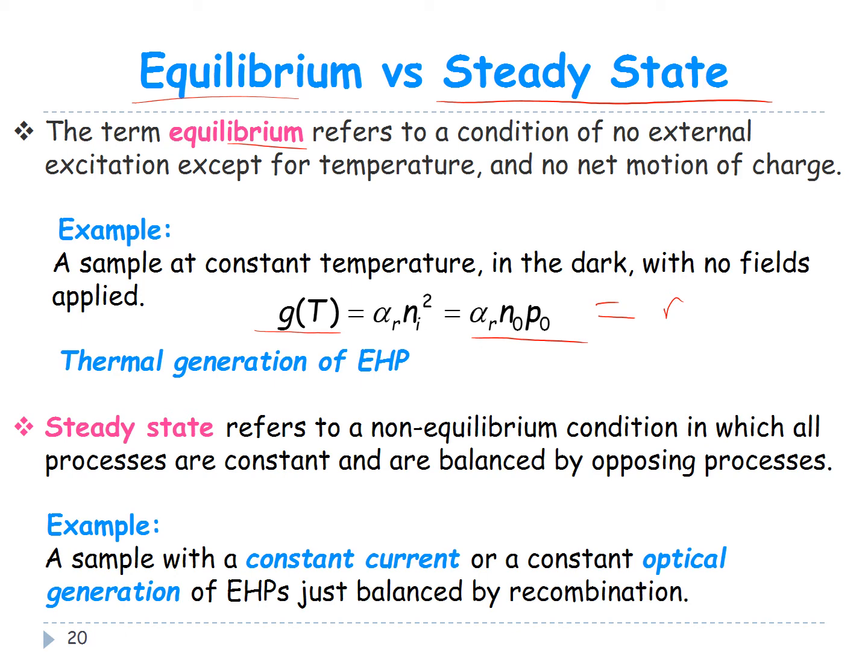Now, the term steady state refers to a non-equilibrium condition in which all processes are constant and are balanced by opposing processes. For example, a sample with a constant current or a constant optical generation of electron hole pairs just balanced by recombination. That's what we call a steady state. So you do have a current, but the current is constant.